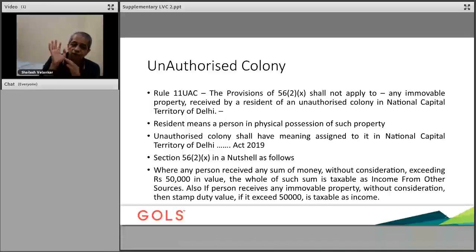If you simply read the supplement which is given on the website, you will not understand anything. So in this lecture you have understood that these two are together. You have to read Section 56(2)(x) and the unauthorized colony rule, Rule 11UAC, together. Is the rule clear? Any doubt, you can ask, because once we go ahead, you may forget this. I will just wait for a couple of minutes.